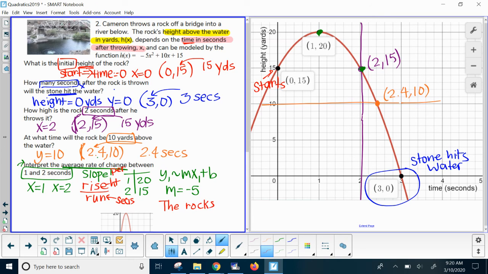let's see, does it go up or does it go down? It's negative, so it falls 5, and then we got to do our rise over run. 5 height, so 5 yards per, and then whatever our run is, which is seconds. So to interpret it, it says the rock falls 5 yards per second. Sorry, not seconds. So 5 yards per second.